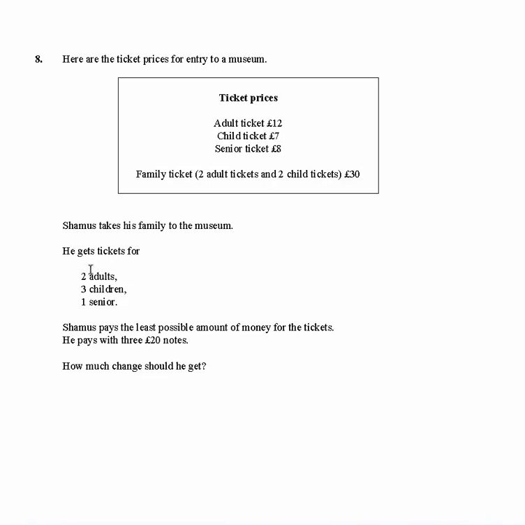Well, he could pay for 2 adults at 2 lots of 12, 3 children, 3 lots of 7, and a senior, 1 lot of 8. Work that out first of all.